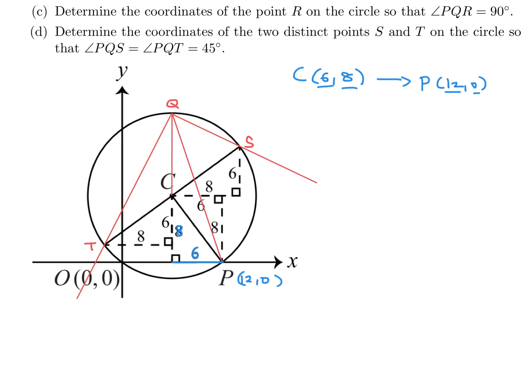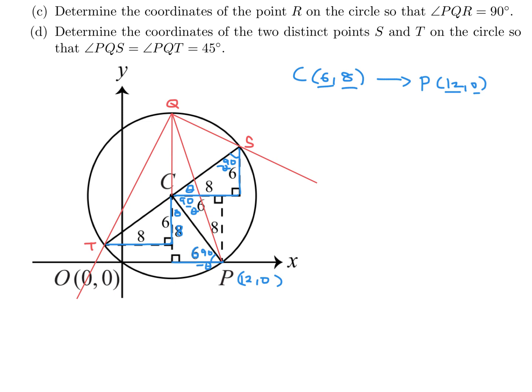With similar triangles, you can figure out that to go from C to S, it's going to be also an 8 and 6, and then to go from C to T, it's also going to be a 6 and 8. And similar triangles exist because, for example, if this is theta, this would be 90 minus theta, and then therefore this angle in here would be theta right here. And then therefore this one in here would be 90 minus theta. So they're all similar triangles.